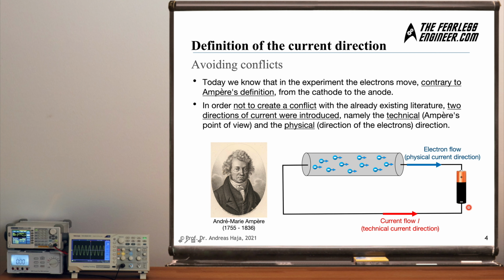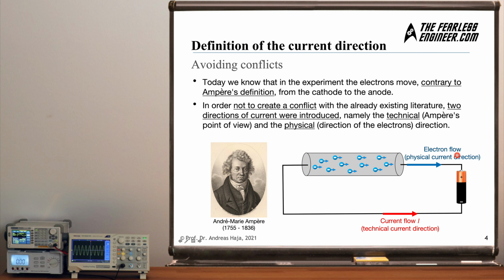And the physical direction describes the motion of the electrons, and both are depicted here in this small circuit. We have a battery which has a positive terminal and a negative terminal, and the electrons are moving from the negative terminal, which has the surplus of electrons, towards the positive terminal. And this circle here is a conductor, and you can see that within the conductor the electrons are moving from left to right in the physical current direction.